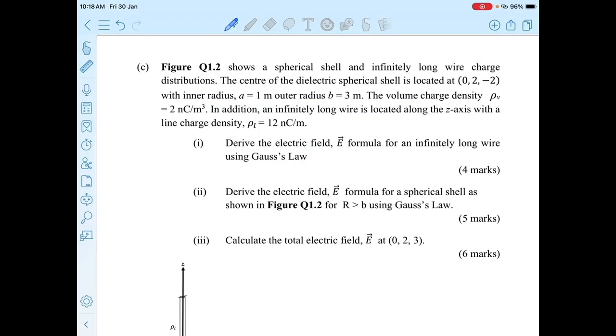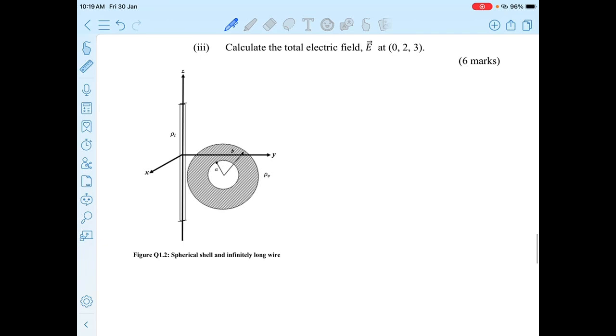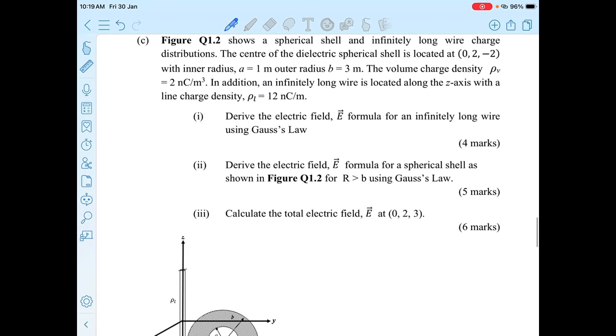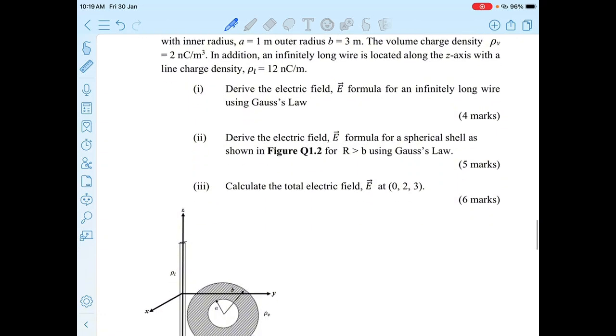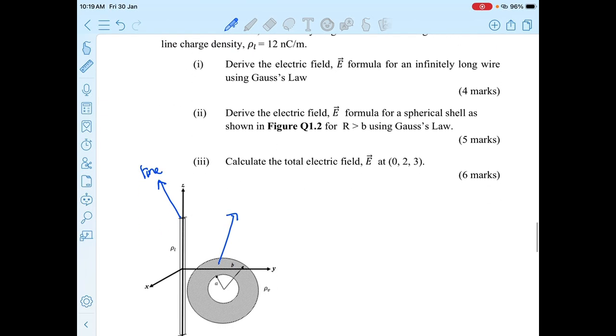Okay, so we look at question C. Figure Q12. So this is figure Q12. It shows a spherical shell and an infinite long wire charge distribution. This is the wire, the line, and this is the spherical shell.